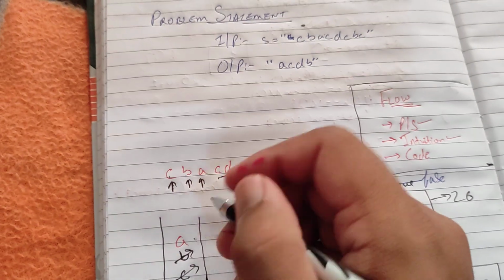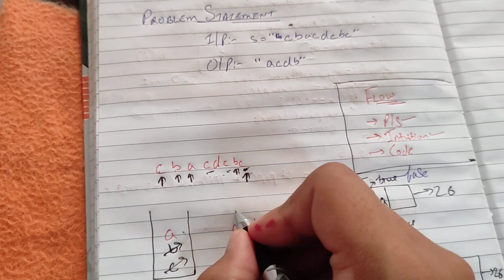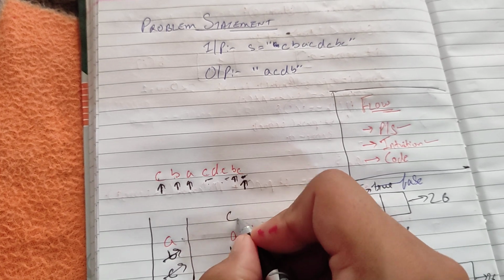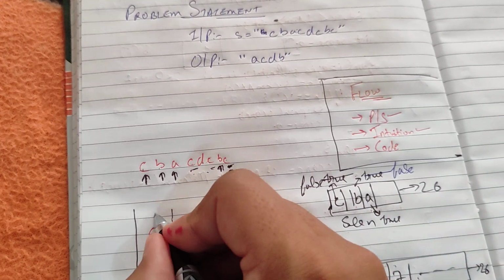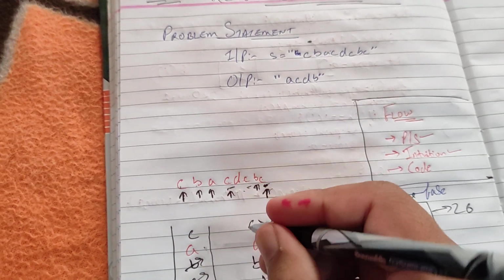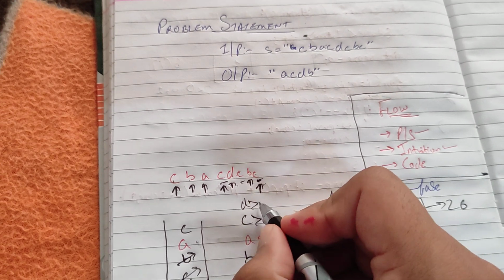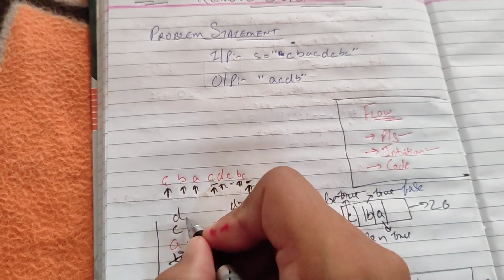Okay, so now I have put my A in my stack. Now I'll put my C. Is C greater than A? Yes, it is. So I will put my C over here, like if we are doing gate. Okay, so C is in my stack. Now I put my D in my stack. So I will check, is D greater than C? Yes, it is. So I will put D over here.